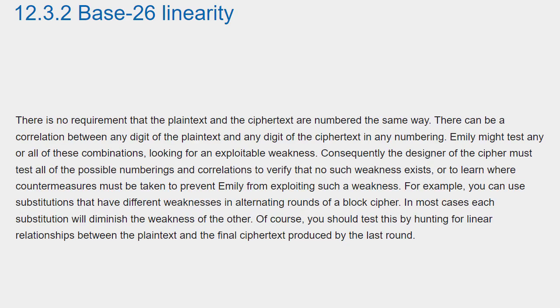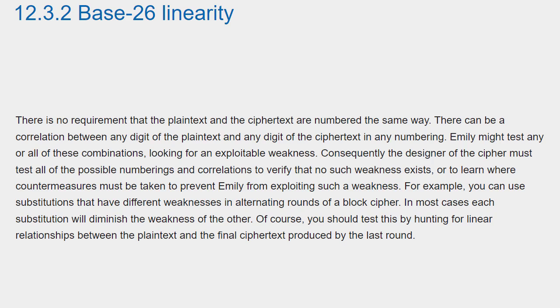There is no requirement that the plaintext and the ciphertext are numbered the same way. There can be a correlation between any digit of the plaintext and any digit of the ciphertext in any numbering.